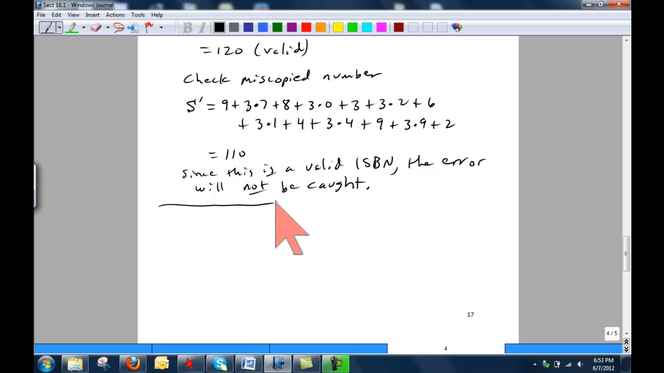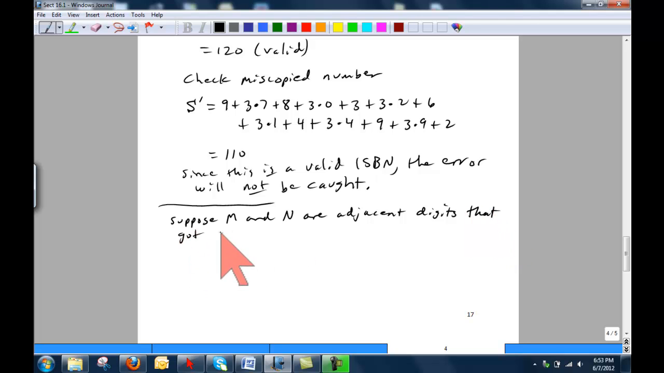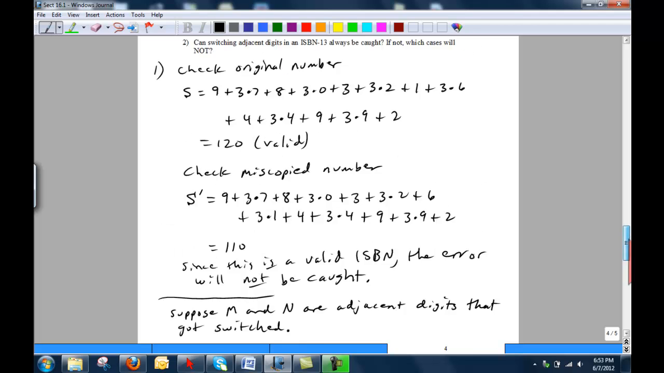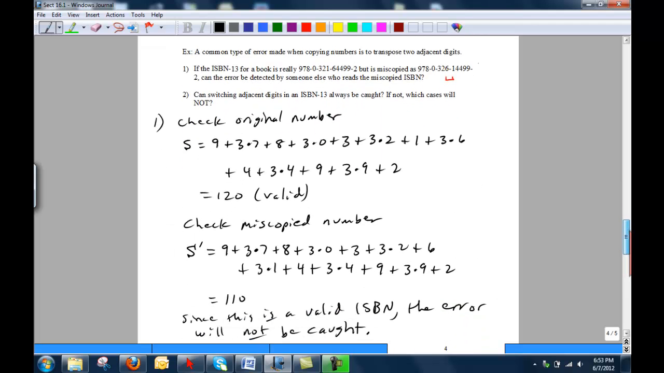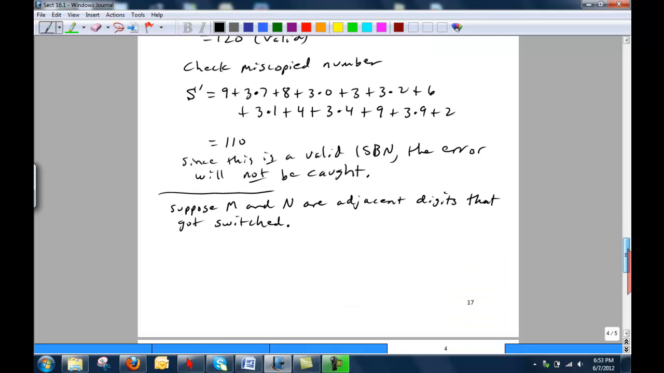So let's look at the scheme and see if we can poke around in the theory a little bit and see which errors will and will not be caught. We're talking about transposition errors here, which is two digits got switched. Two adjacent digits got switched, in fact. So, to answer the second part here, suppose M and N are adjacent digits that got switched. We know that we're not always going to catch those. Again, when we switch the 6 and the 1 here, we were not able to catch that. But maybe sometimes we can catch these transposition errors.